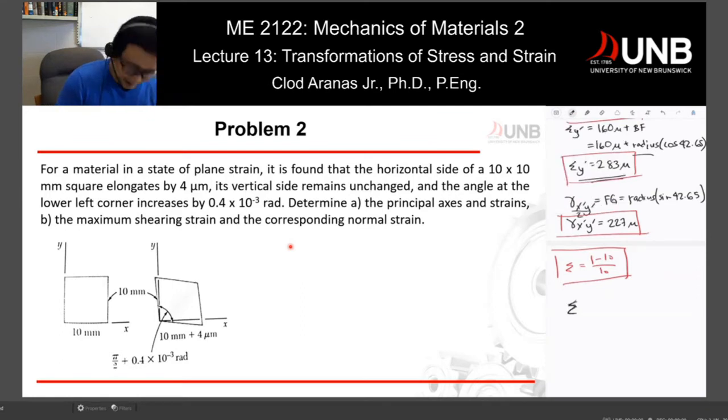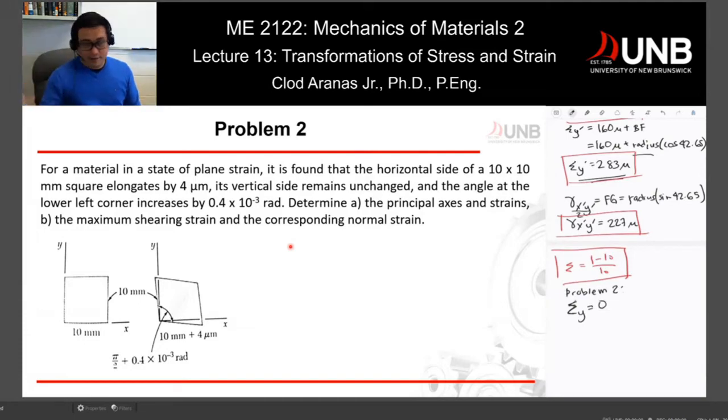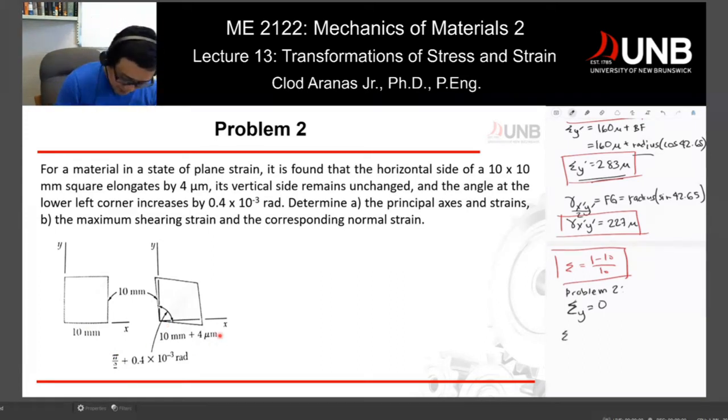I'll call it problem 2. So our strain in y, we can call it 0, because it didn't change: 10 after deformation is still 10. Now, how about for x? It mentioned that from 10, it becomes 10 plus 4 microns, which means I can calculate my strain in x.